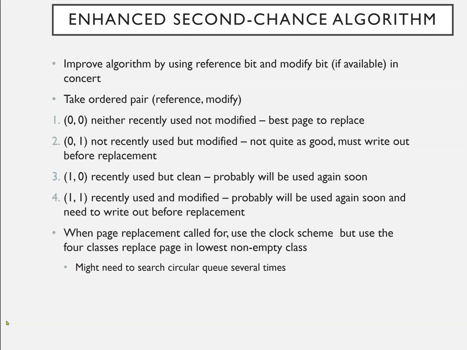We can improve this algorithm by using a reference bit and a modified bit as an ordered pair. If it's not referenced and not modified, it's the best page to replace. Not referenced but modified, we need to write it out before replacement. Referenced but not modified, it's recently used but clean, most likely would be used again. And 1,1 is recently used and modified, so we would need to write it out before replacement.